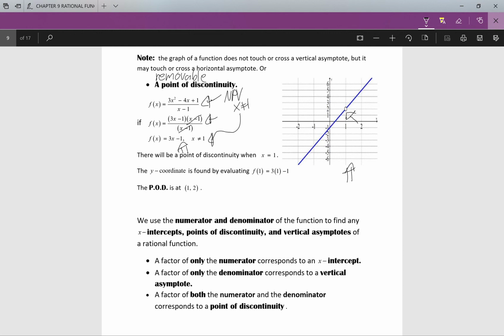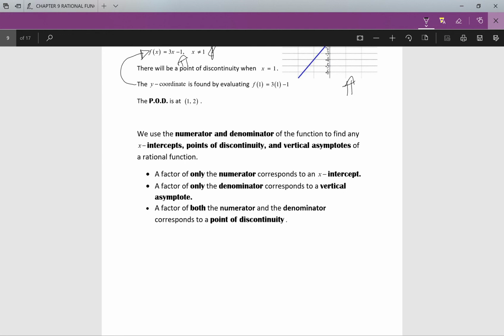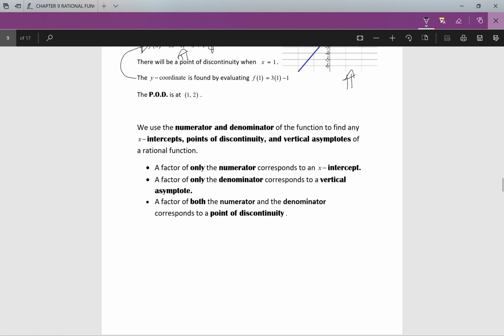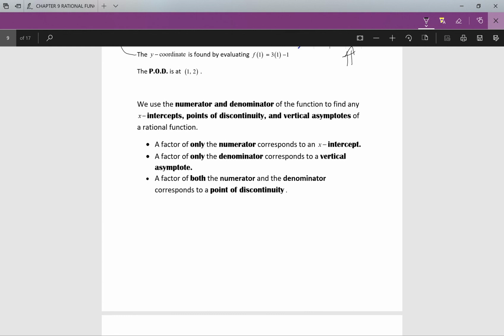From there, if we wanted to find the y-coordinate of this, we could just look at the simplified function and substitute that 1 into it, which will give us where the point discontinuity exactly occurs. From there, we can use the numerator and the denominator of the function to find any x-intercepts, points of discontinuity, and vertical asymptotes of a rational function. A factor of only the numerator corresponds to an x-intercept, a factor of only the denominator corresponds to a vertical asymptote, and a factor of both the numerator and the denominator corresponds to a point of discontinuity.